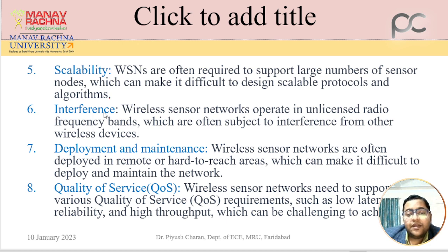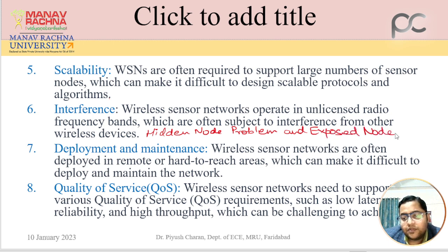Then interference. When a large number of nodes are there, then probably they are configured to communicate on the same frequency bands, and the probability is there that there is interference in the signals, and there are issues like the hidden node problem and the exposed node problem, which we'll discuss in later units. For currently, we should have the names of these problems: hidden node and exposed node problems.